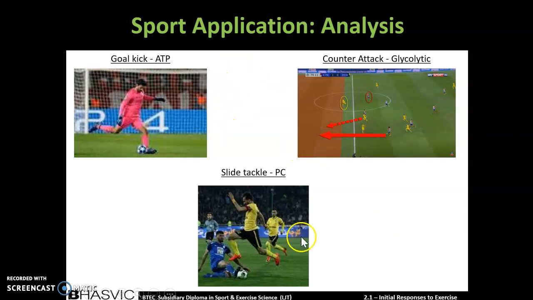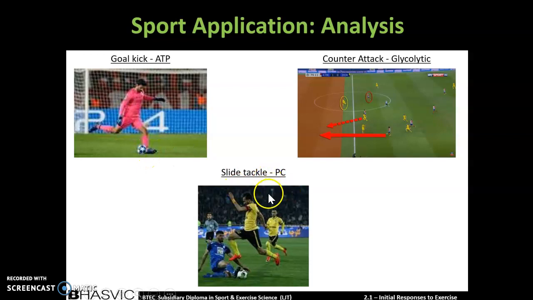Now, there is an interplay of energy systems, so different energy systems will be working at different points in a game. So in a game of football, the ATP system will be the dominant system during a goal kick, for example, as it's very short, less than 3 seconds, very sudden, and requires a big amount of force to kick the ball up the pitch.